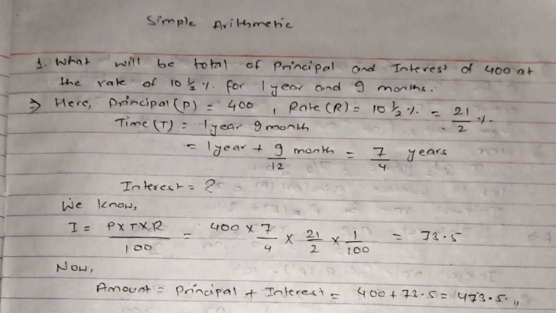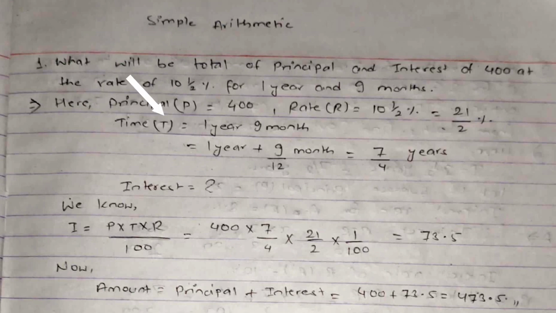So here is the first question on your screen. It is from the simple arithmetic section. The question goes like this: what will be the total of principal and interest of 400 at the rate of 10 whole 1 by 2% for 1 year and 9 months? So here's the given amount. Principal is given 400. Rate of interest is given 10 whole 1 by 2%, which will be equal to 21 by 2%, and the time is given 1 year and 9 months.